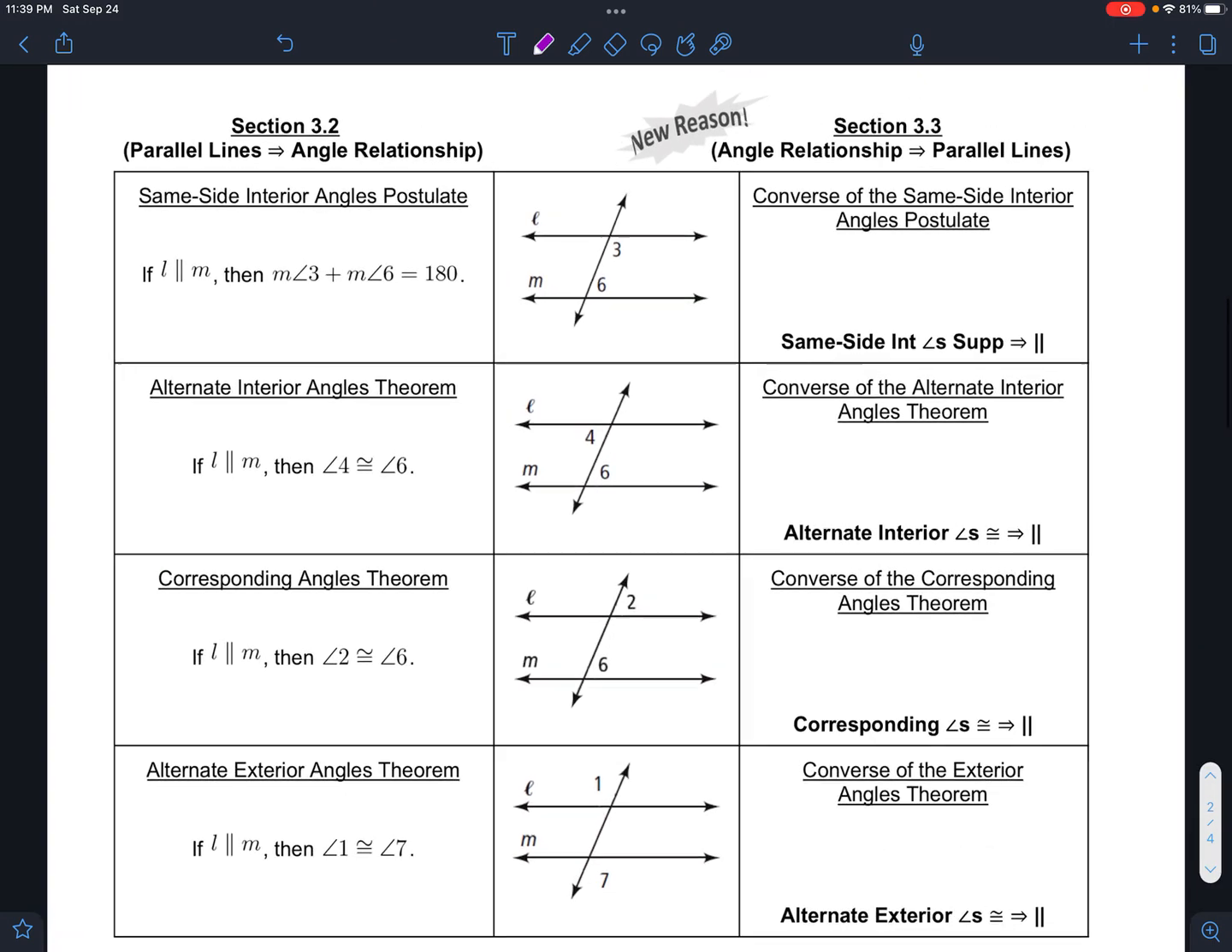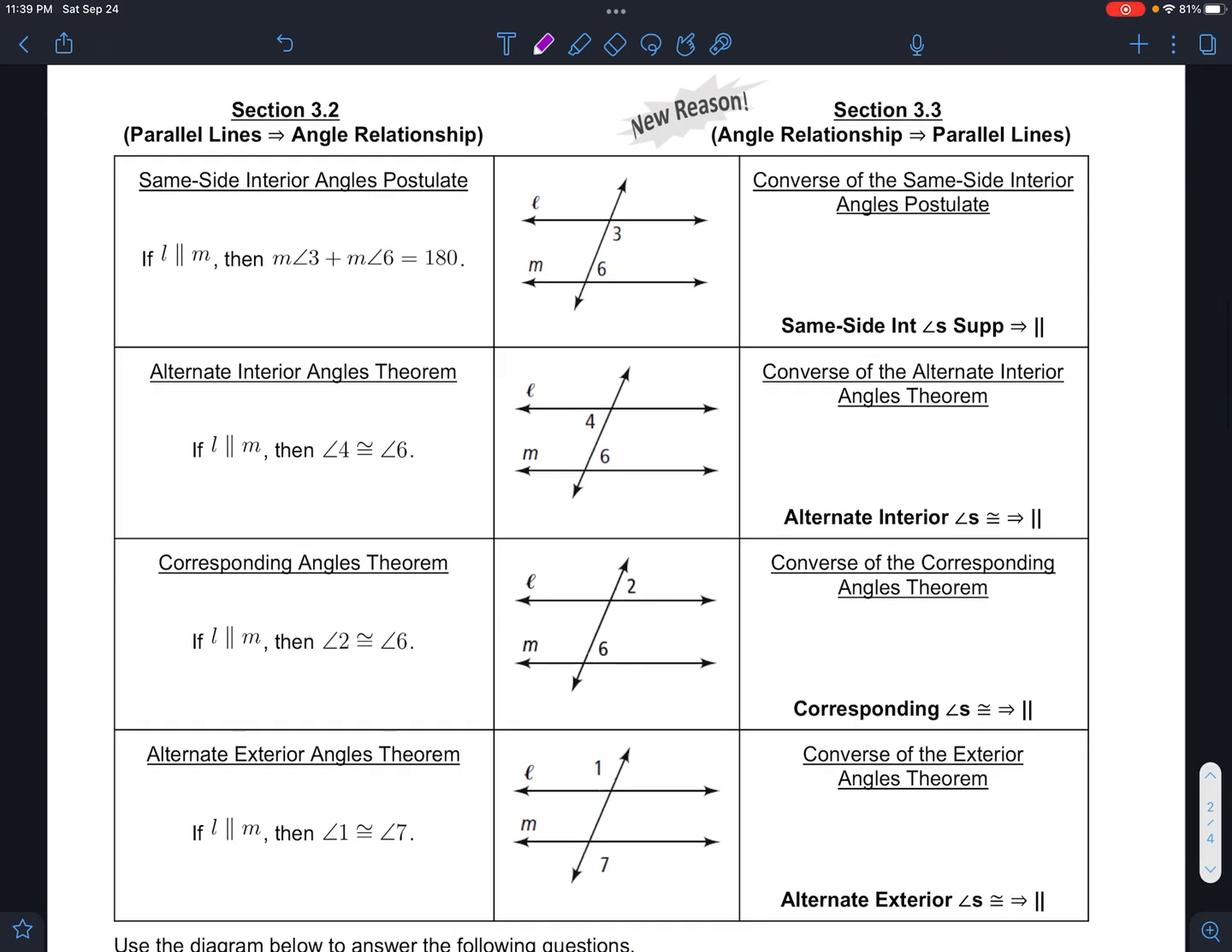So every single theorem we learned last time now has a converse, and they are all true. The converse is true for each one. So what we would do is flip this statement for each one. So if the measure of angle 3 plus the measure of angle 6 was 180, then we would say L is parallel to M.